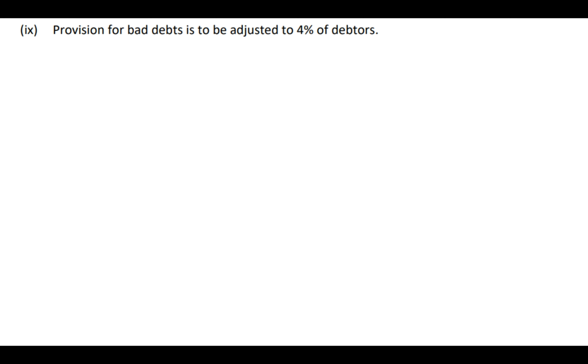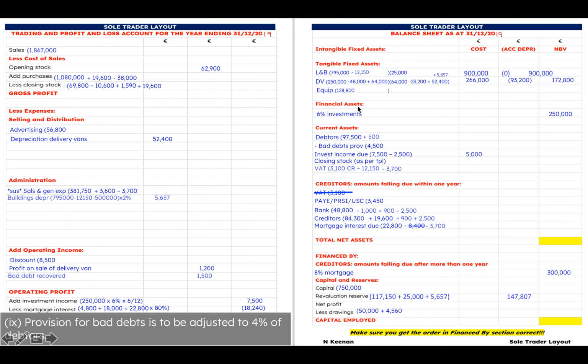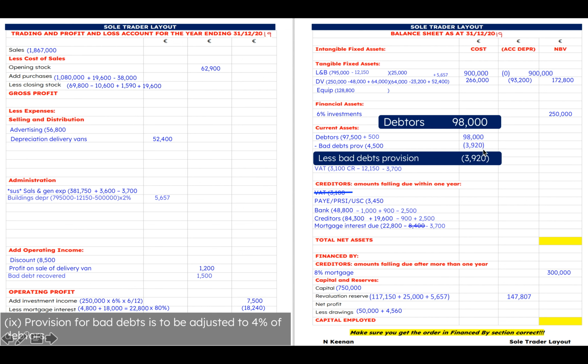Our last adjustment then, provision for bad debts is to be adjusted to 4% of debtors. So provision for bad debts already existed. We had it in the trial balance, and we know it already existed anyway, just from this word here, adjusted. So you know it exists already and you need to adjust it. Okay, so what we do is we have a look at the debtors. So the debtors figure, okay, was 98,000 after our bad debt recovered there. 500 has been added to that. If we multiply that by 4%, then we get 3,920.